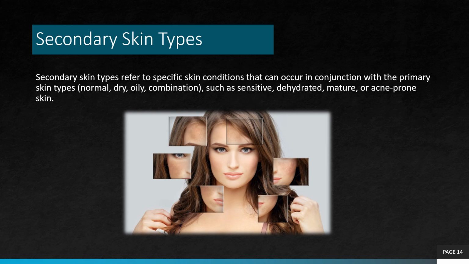Secondary skin types refer to specific skin conditions that can occur in conjunction with the primary skin types, which are your normal, dry, oily, and combination skin, such as sensitive, dehydrated, mature, or acne-prone skin.